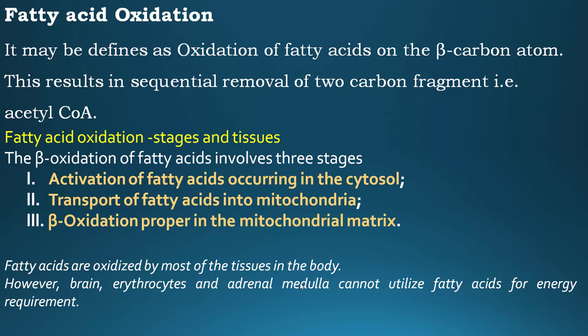Fatty acid oxidation may be defined as the oxidation of fatty acid on the beta carbon atom, resulting in a sequential removal of two carbon fragments, that is, acetyl-CoA. In this fatty acid oxidation, three stages are there. First stage, the activation of fatty acids, occurring in the cytosol. Second stage, the transfer of fatty acid into mitochondria. Third stage, beta oxidation, takes place in the mitochondrial matrix.